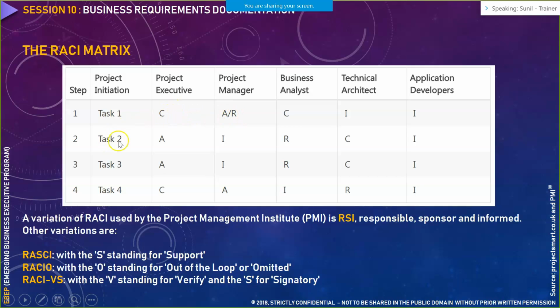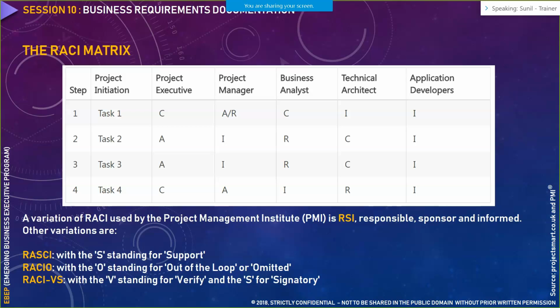If we take the task as development, so for development, accountability would be with the application developer. Business analyst would always be consulted. Technical architect would always be consulted. So project manager would be in the role of responsible because he is responsible for delivering the developed work to the customer, and project executive would be in the role of informed.